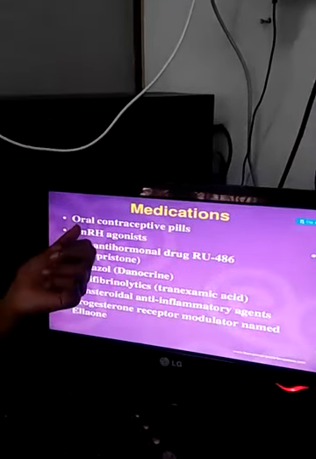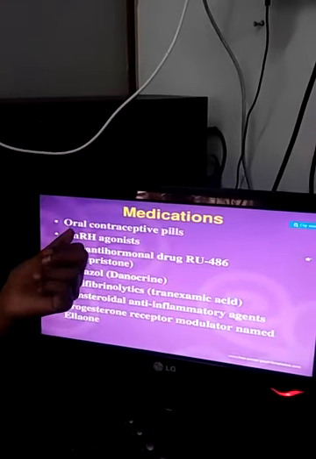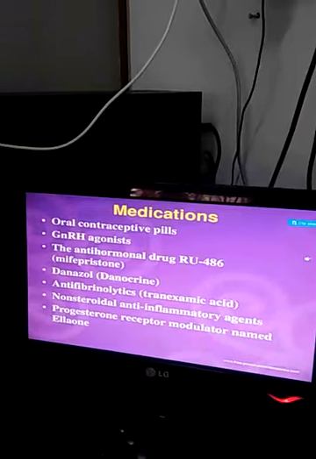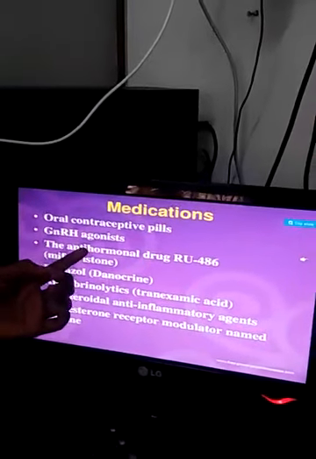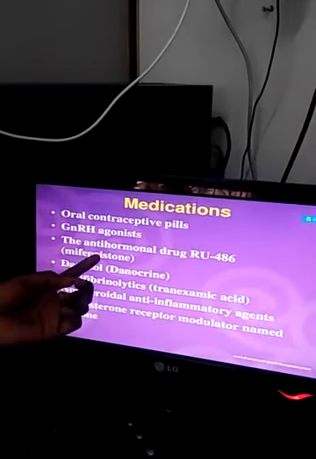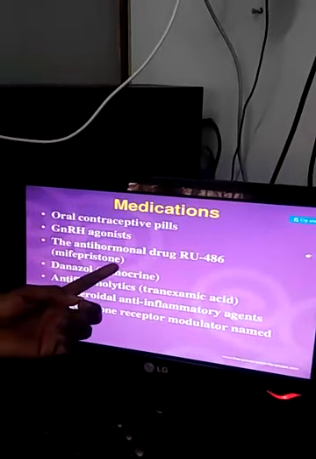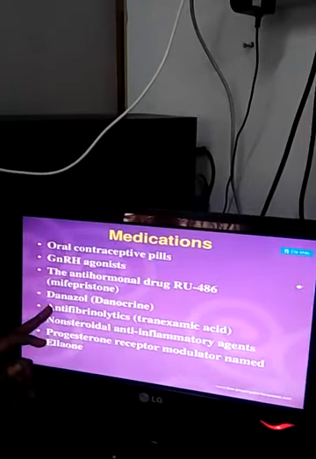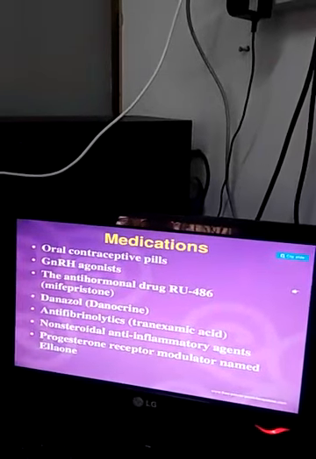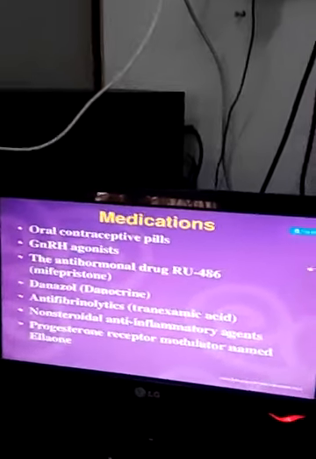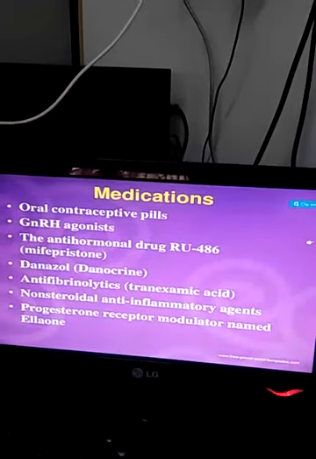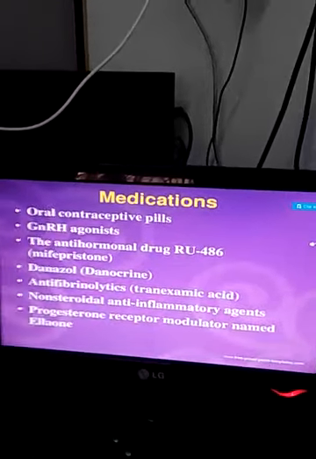Medication that we can use is oral contraceptive pills. If there is metrorrhagia, that is the menstrual cycle getting normal, then GnRH agonist, the anti-hormonal drug RU486, that is mifepristone, then danazol, danocrine, then antifibrinolytics, that is tranexamic acid, non-steroidal anti-inflammatory agents, and a progesterone receptor modulator named Esmya.